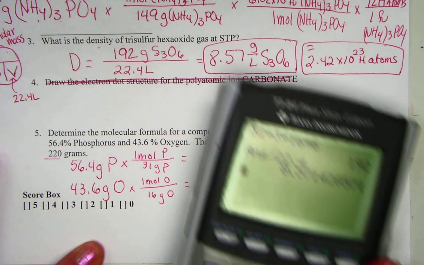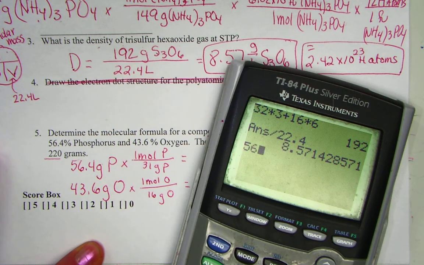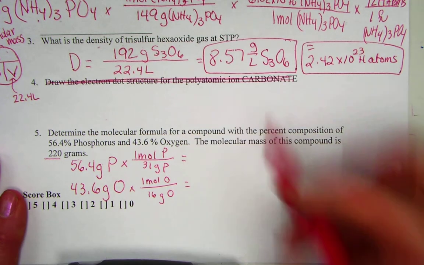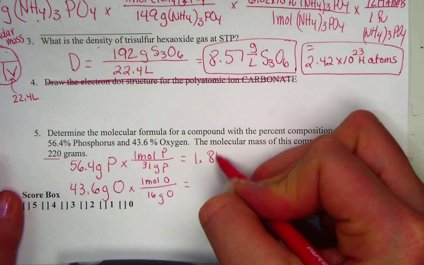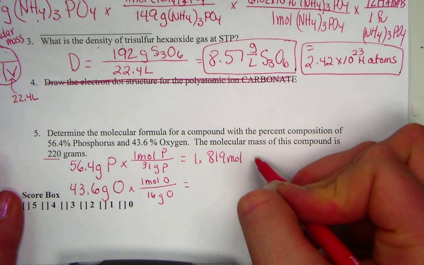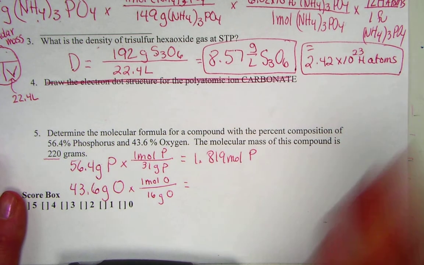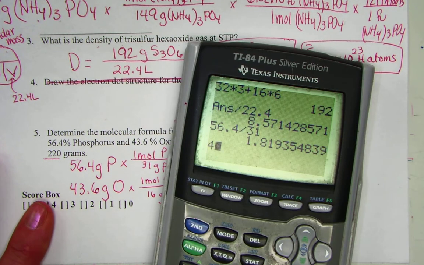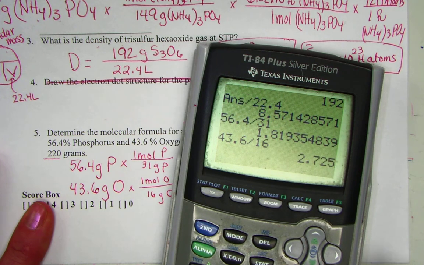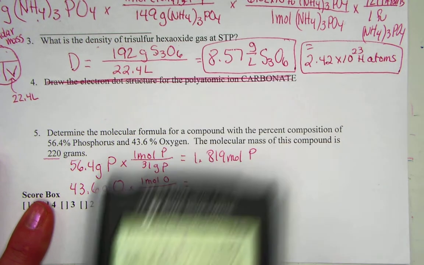Let's divide grams over molar mass, and I get 1.819. Carry those decimals. Don't round too far or that's when trouble happens. 1.819 moles of phosphorus, 43.6 over 16, 2.725 moles of oxygen.